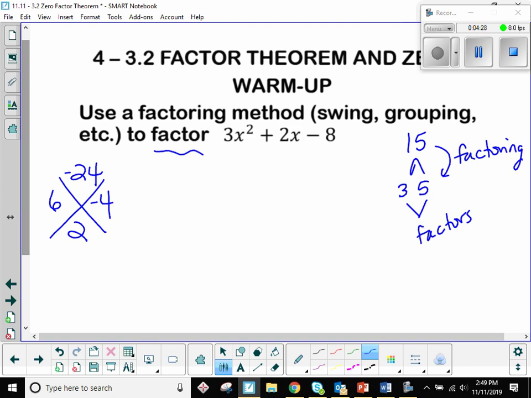That's right. They forget to divide by the 3, by the a value. And so right here, after you divide, if you can't simplify, you don't. But 6 over 3 simplifies and becomes 2. And what we do with that information is create factors from it.